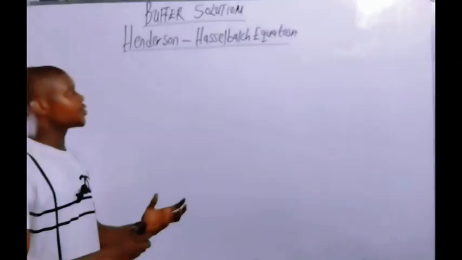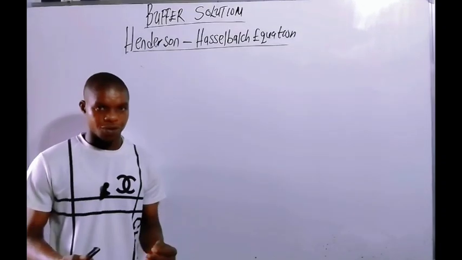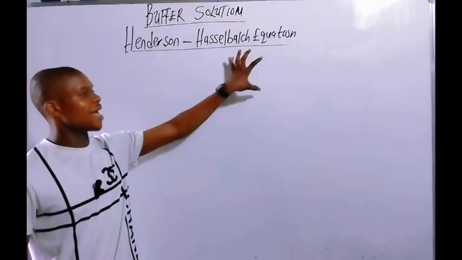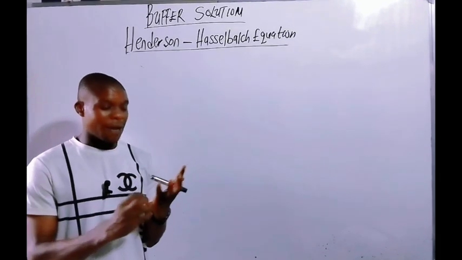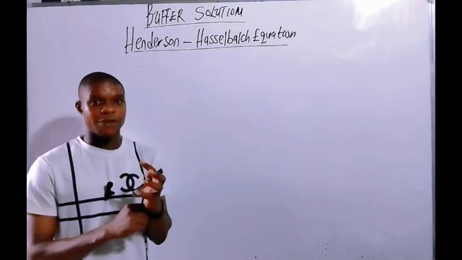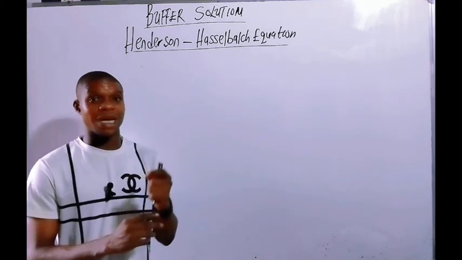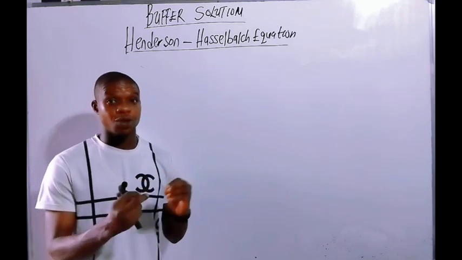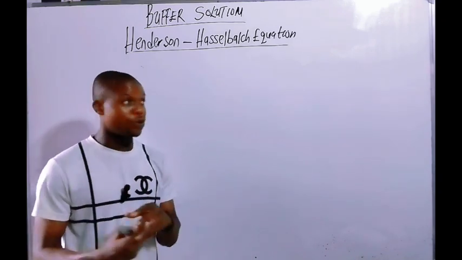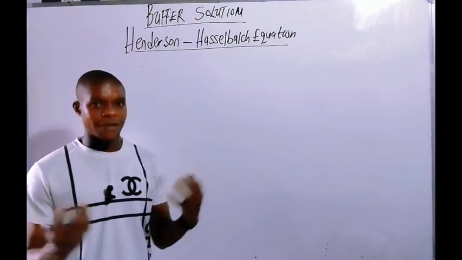Let's focus on our buffer solution. Our focus is going to be the Henderson-Hasselbalch equation. First, we have to look at how to derive the Henderson-Hasselbalch equation, because if you are talking about biochemistry, acids and bases, and buffer solutions, one of the questions I want to ask you is to derive the Henderson-Hasselbalch equation, and I can use that equation to solve problems when it comes to buffer solutions. So the Henderson-Hasselbalch equation is used to calculate the pH of a buffer solution.